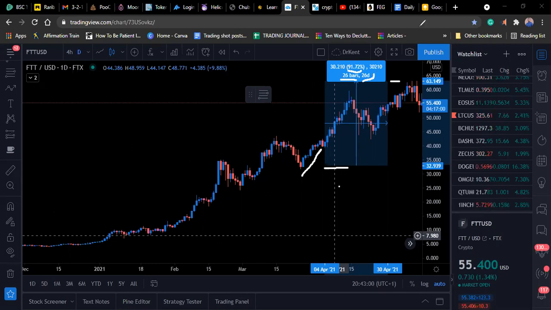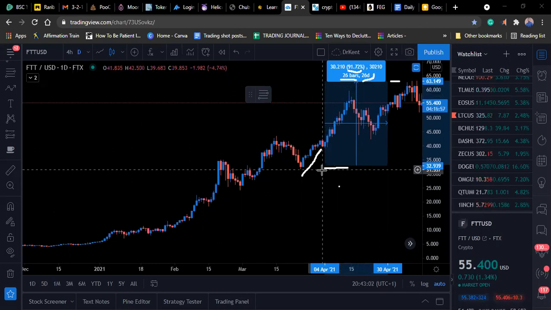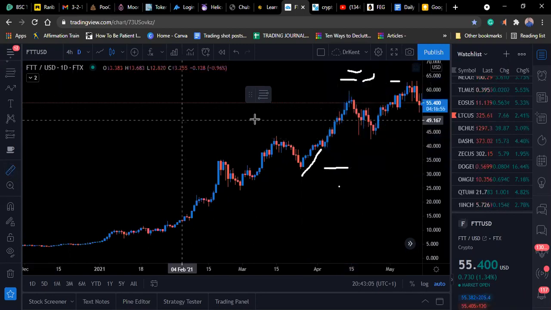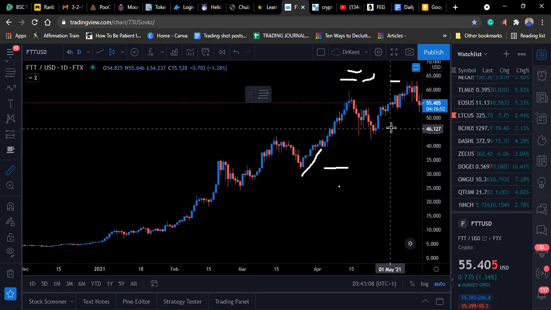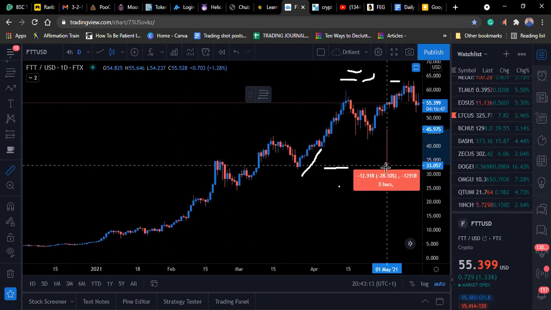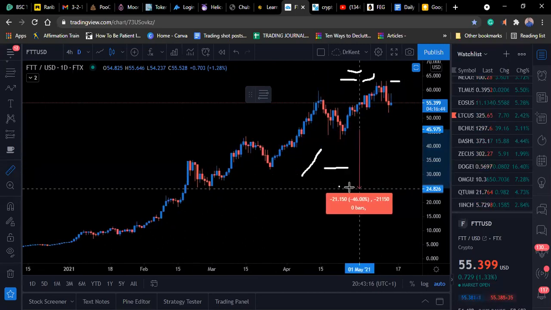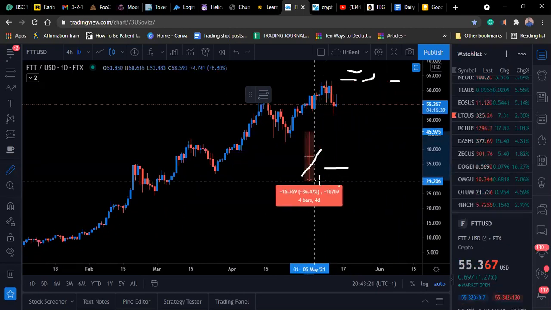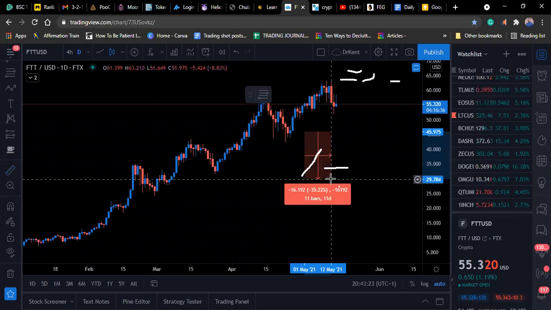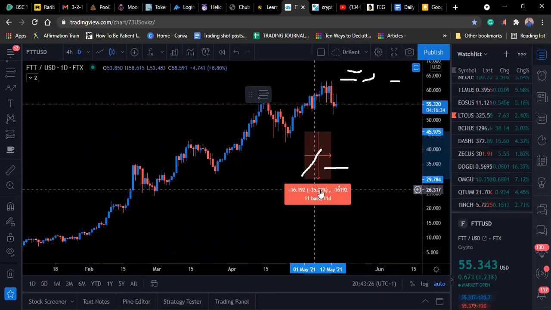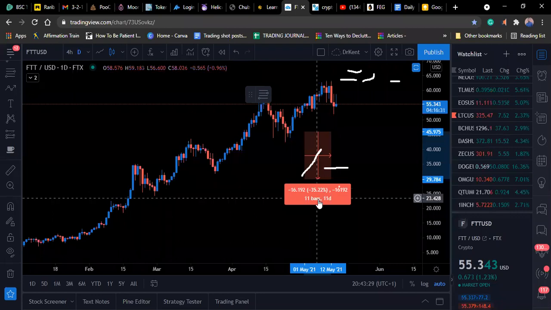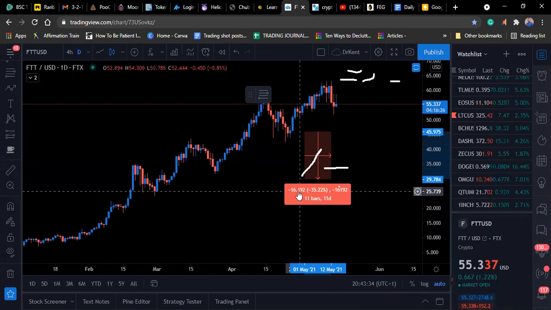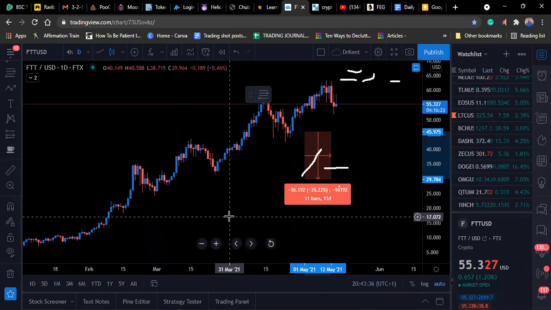You can also use it the other way. When you draw it down, to draw it, you just pick it. It's always left click. You left click down, then you drag down. This time around, because I'm dragging down, you release, then you can expand. So it shows you the percentage move down. This has gone down by 35% over 11 bars, which is 11 days, and it has gone down by a price movement of $16. So that's how you use the ruler.